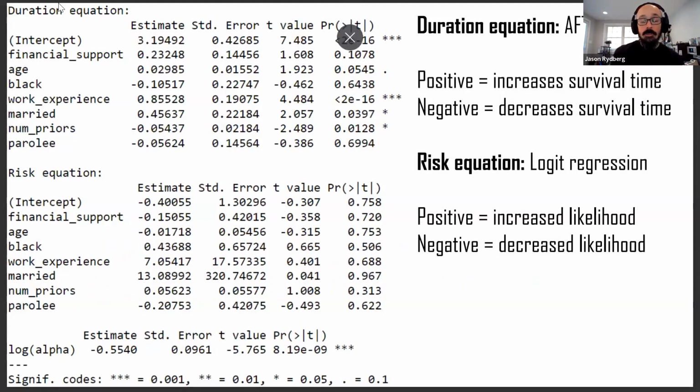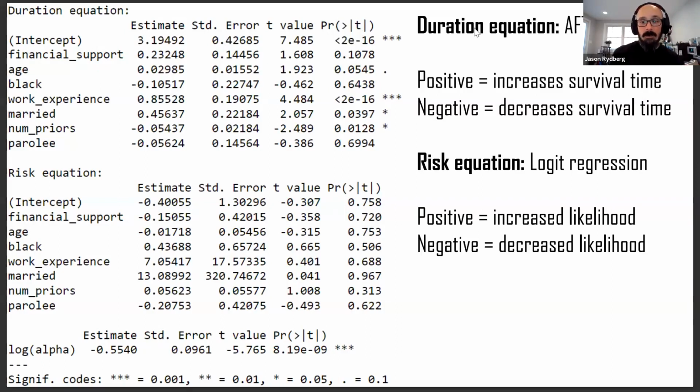So here, just like the hurdle models, we get two different sets of results. We get a duration equation and a risk equation. Risk is on the basis of logistic regression. So here, positive coefficients mean an increased likelihood of the event. Negative coefficients mean decreased likelihood of the event, and there doesn't appear to be a lot of action going on here. But in the duration equation, these are AFT ratios.